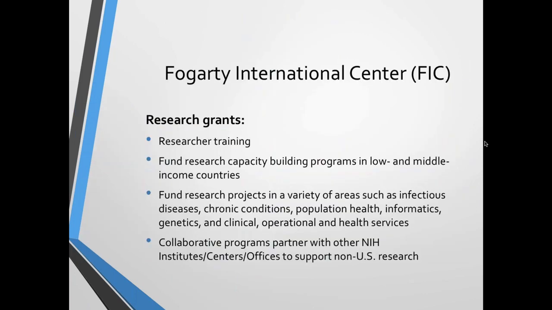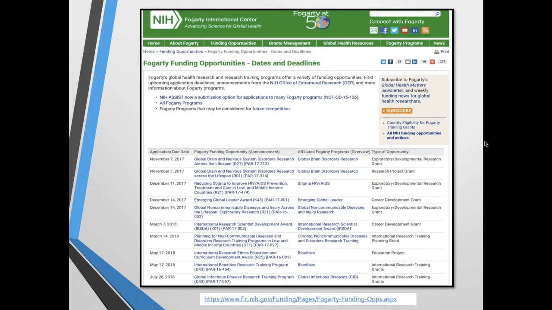Then in regards to the Fogarty International Center, that's the one I put up for you just to get you started. That particular center puts a lot of emphasis on researcher training. They fund research capacity building programs in low and middle income countries, pretty much more so than some of the other institutes. They fund research projects in a variety of areas, including infectious disease, chronic conditions, population health, informatics, genetics, clinical, operational, and health sciences. So it's a variety of projects that they may be funding.